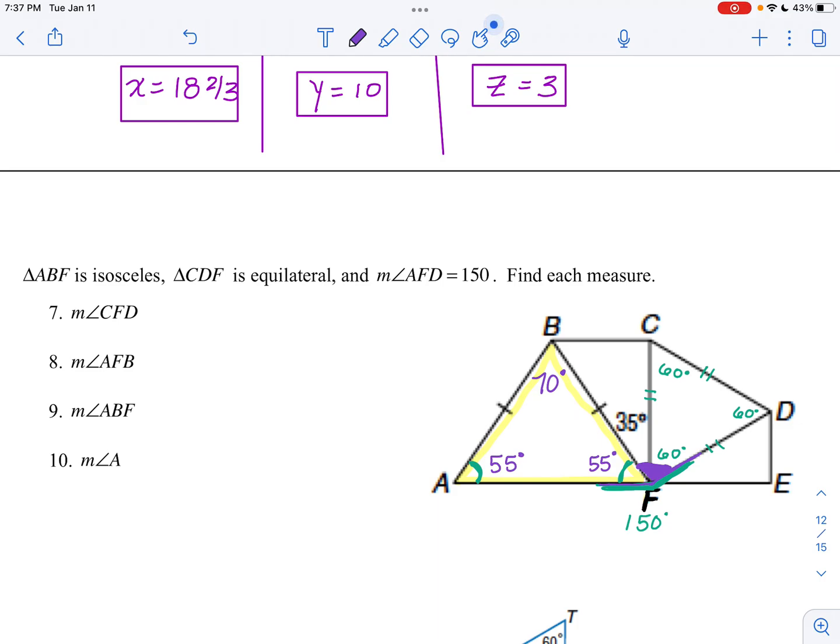So now using our picture, for number 7, the measure of angle CFD was 60 degrees. The measure of angle AFB was 55 degrees. Angle ABF is the vertex angle of our isosceles triangle. That one was 70 degrees. And angle A was a base angle of that same isosceles triangle and measures 55 degrees.